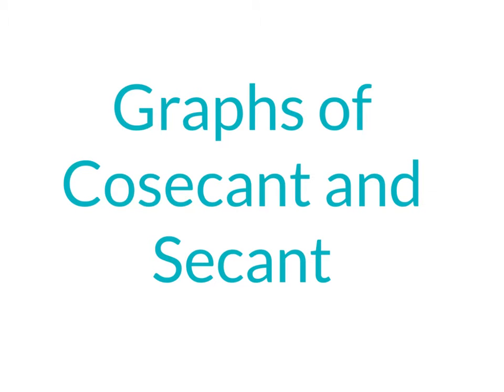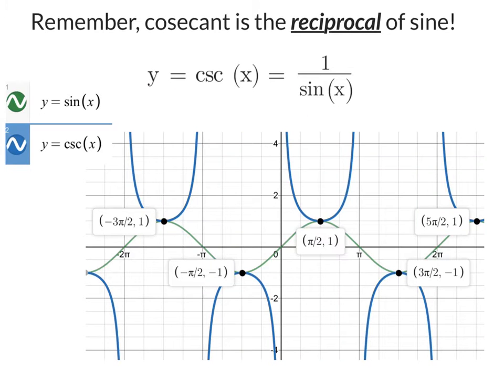In this video, we're going to talk about the graphs of cosecant and secant. First of all, I want to remind you that cosecant and secant are reciprocal functions. Specifically, cosecant is the reciprocal of sine. Now, reciprocal is not the same as inverse. We'll talk about inverses later, but we're just talking about a reciprocal for now.